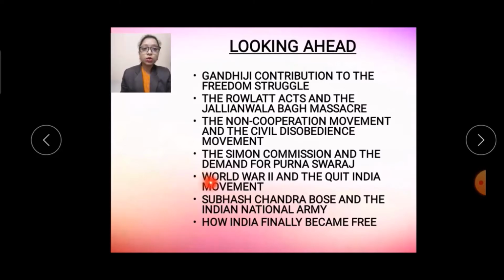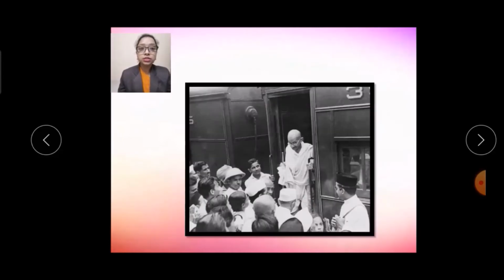Then we'll see World War II and the Quit India movement. After that, Subhash Chandra Bose and the Indian National Army. We'll see how Subhash Chandra Bose formed the Indian National Army. Then we'll see how India finally became free. So this is all we are going to learn today. Now let's start our chapter.